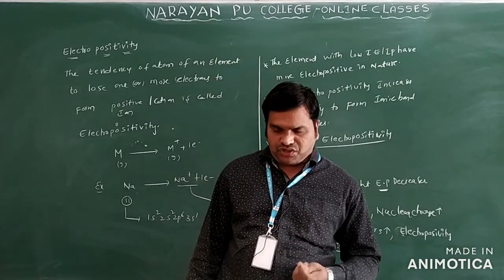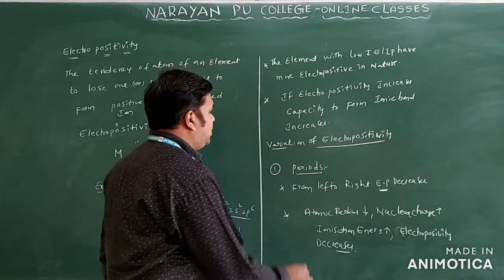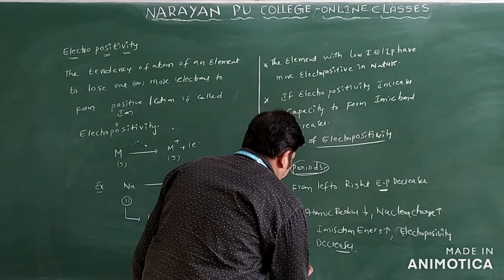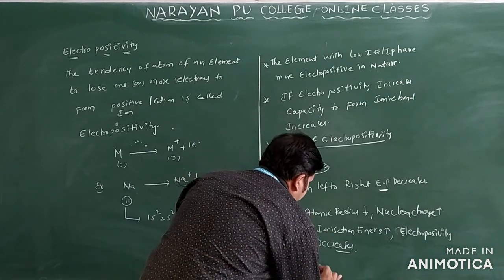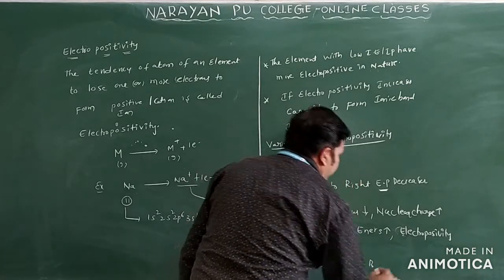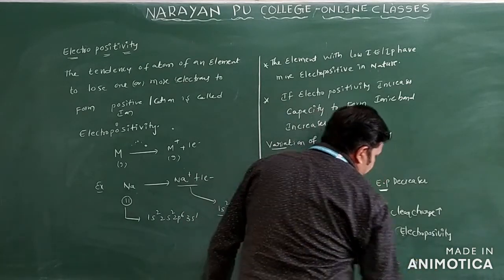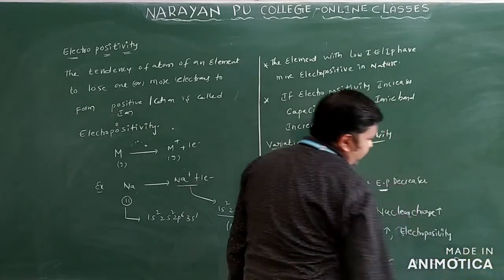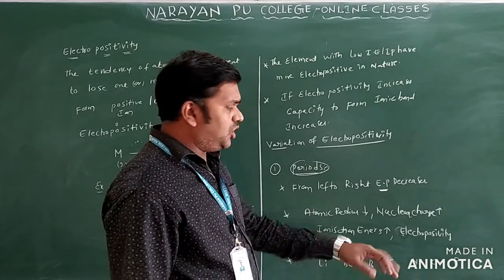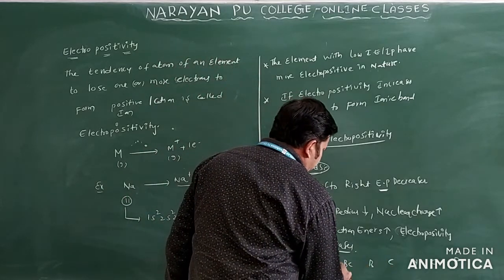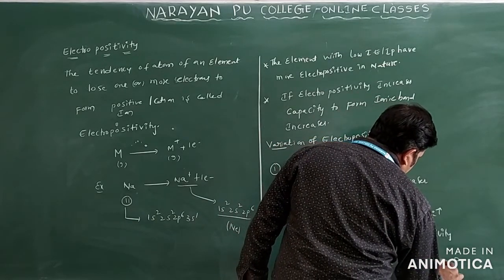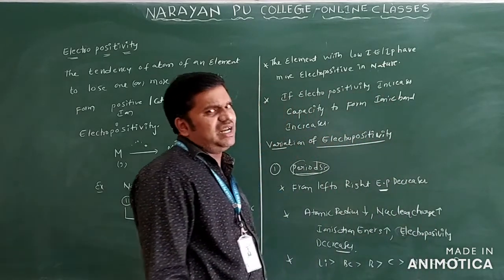Clear? So compare this in the case of periods. Suppose you are taking the second period elements: lithium, beryllium, boron, carbon, nitrogen, oxygen and fluorine. From this, electropositivity decreases. So we'll write lithium greater than beryllium greater than boron greater than carbon greater than nitrogen greater than oxygen greater than fluorine.